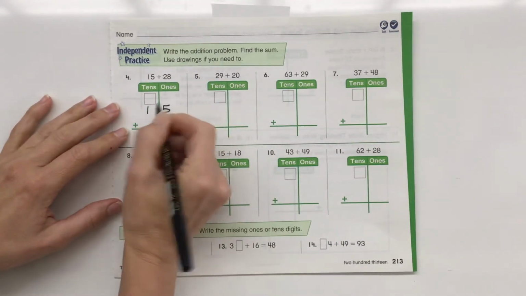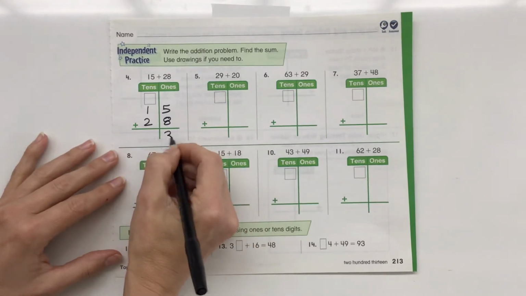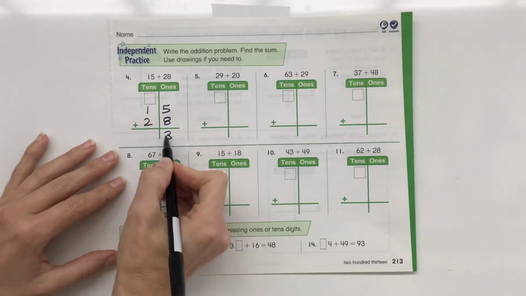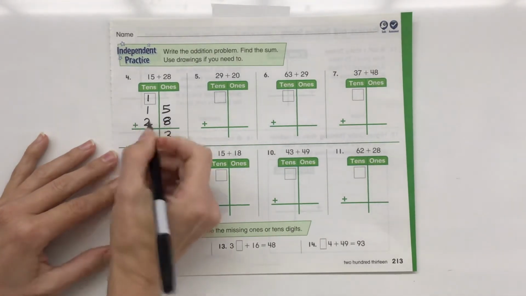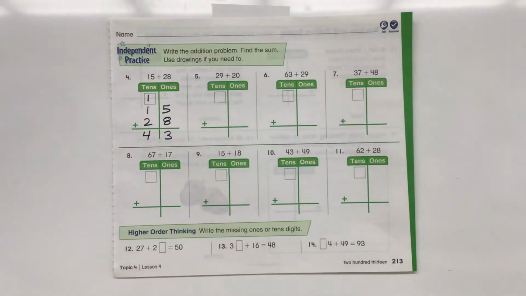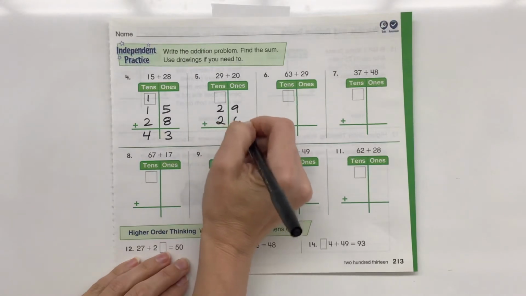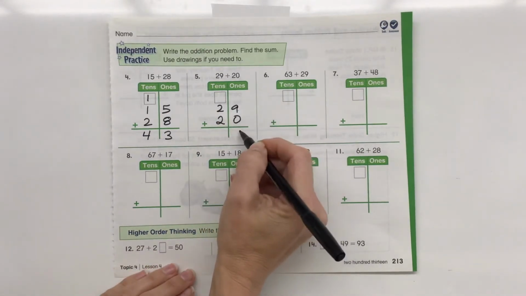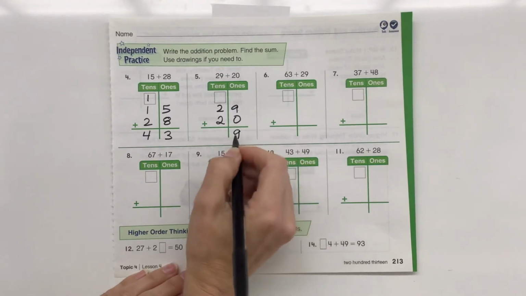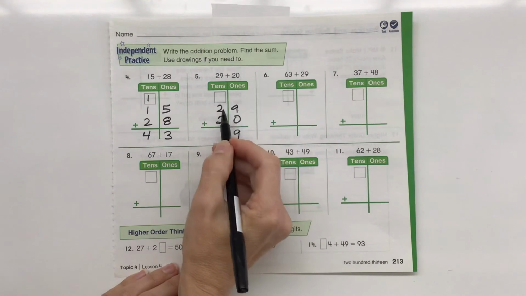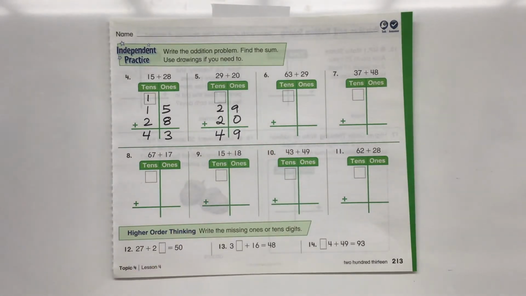So 15 plus 28. 5 plus 8 is 13, but I can't put 13 here, so a 3 here and a 1 here. 1 plus 1 is 2, plus 2 is 4. So we get an answer of 43. 29 plus 20. 9 plus 0 is 9. Do we have to regroup? Nope, because it's less than 9. It's only one digit, so we can keep that one digit here. So we did not need to regroup. 2 plus 2 is 4, so we get a sum of 49.